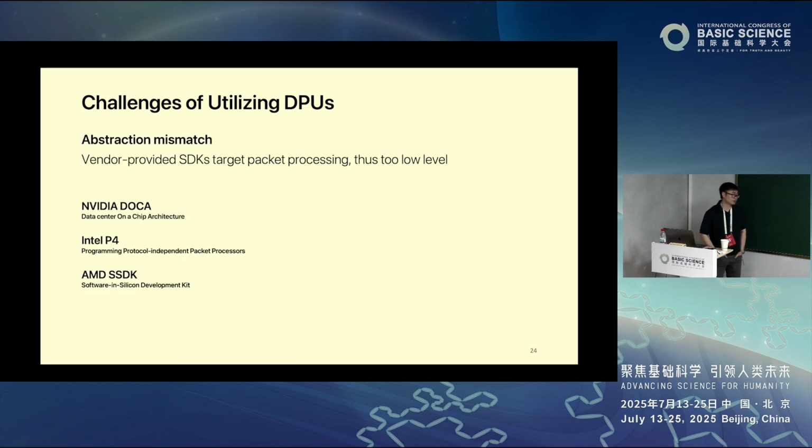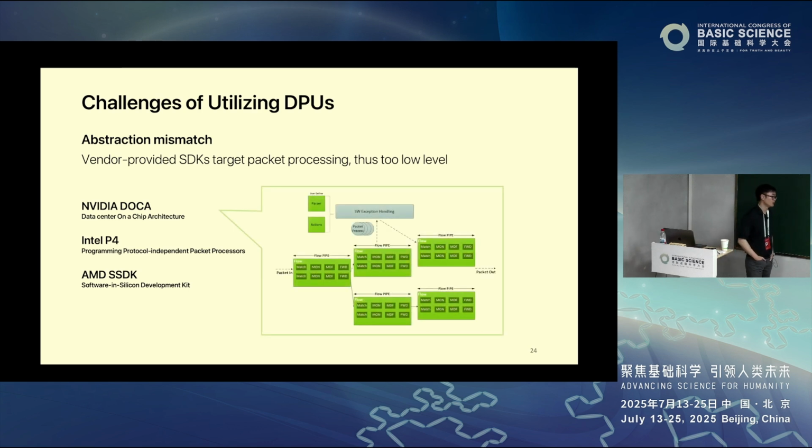Here I list a few SDKs from the major DPU vendors. NVIDIA has DOCA, Intel has IPDK, AMD has SSDK. If you look at these SDKs, they are primarily for packet processing. You have to specify how to parse the packet headers and specify the match-action rules. So basically, you need to program packets, not database objects. Network packets are too low level for database system developers.